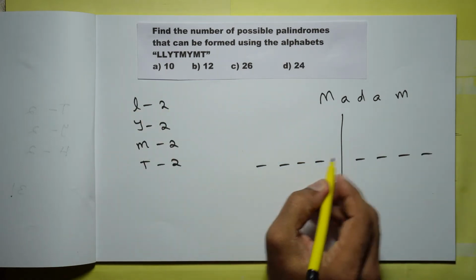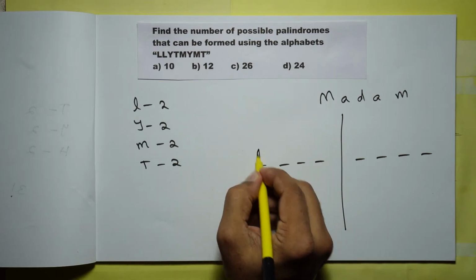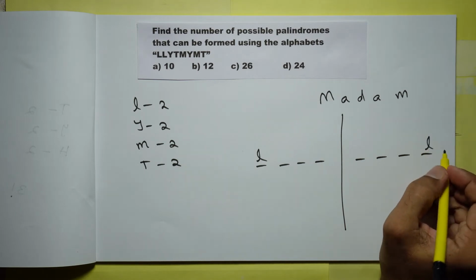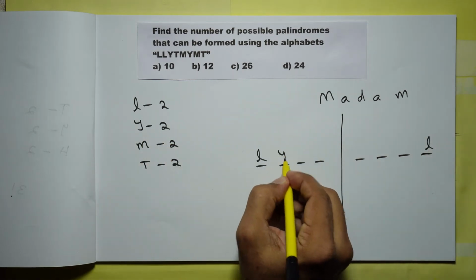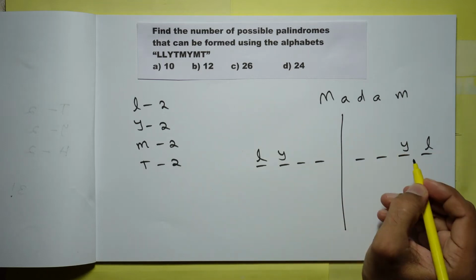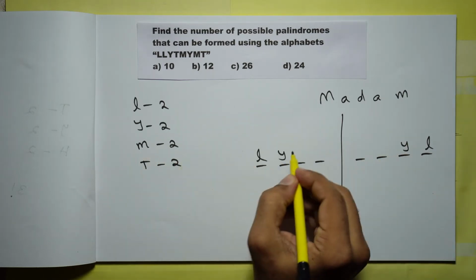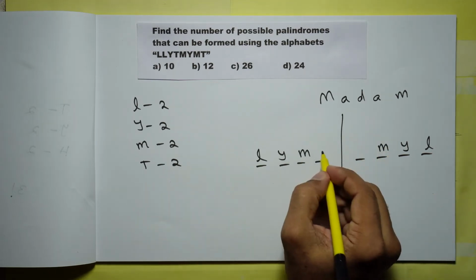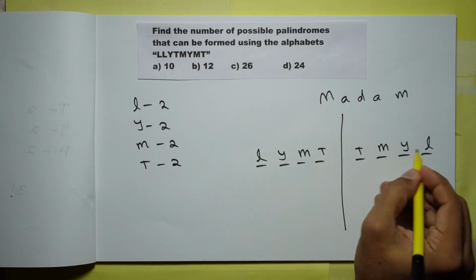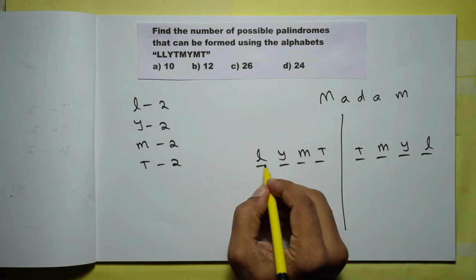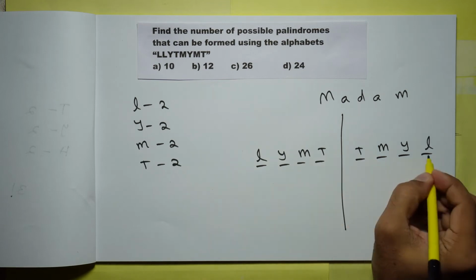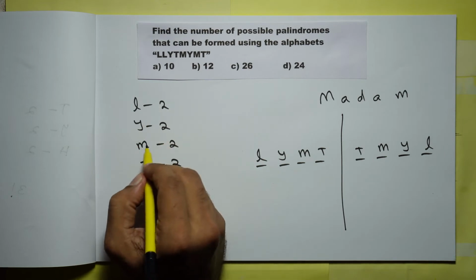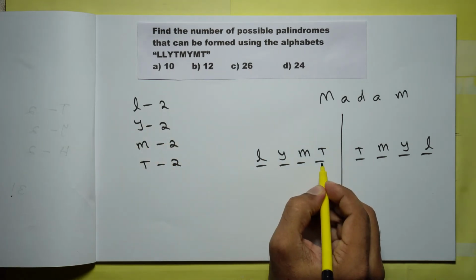So one L has to be on this side of the line. So I can place one L here. Then the other L compulsorily has to be placed here. 2 Y's are there. So one Y, if I place it here, then the other Y should be here. 2 M's are there. One M has to be here. Then the other M will be here. 2 T's are there. One T is here. Then the other T will be on the other side of the line. Now here you have 4 spaces and here also you have 4 spaces. Now these 4 alphabets can be filled in any order in these 4 spaces.